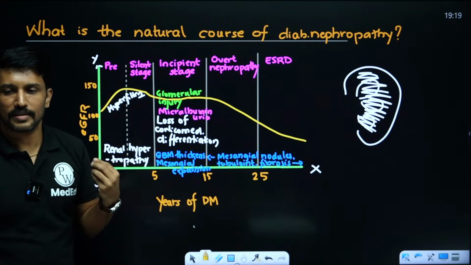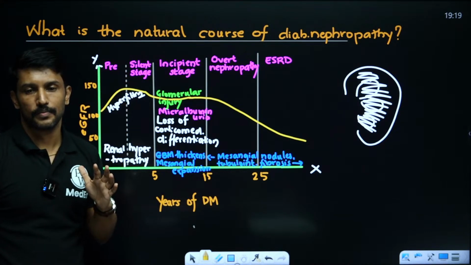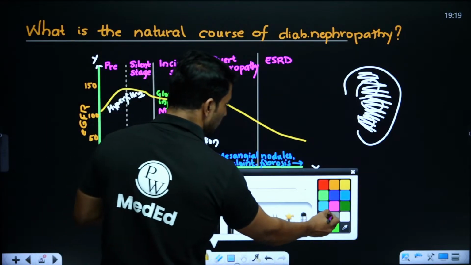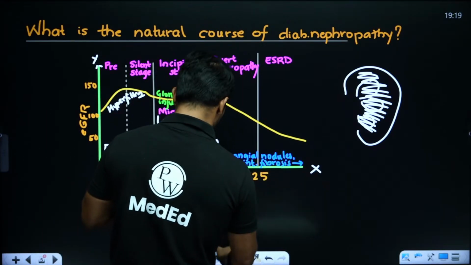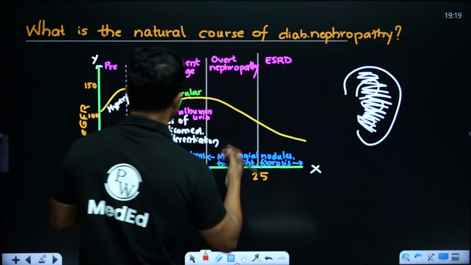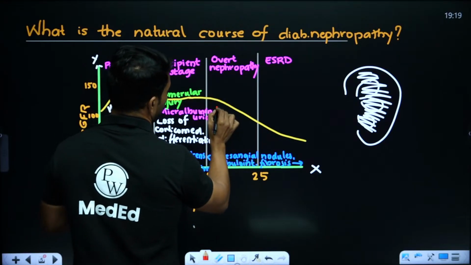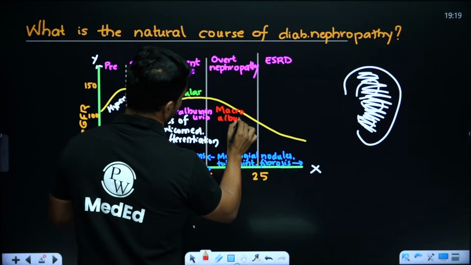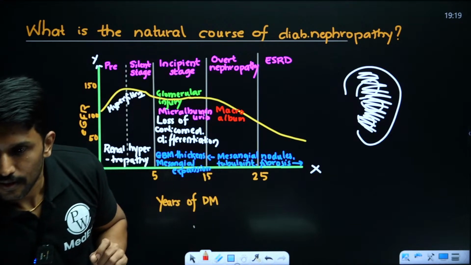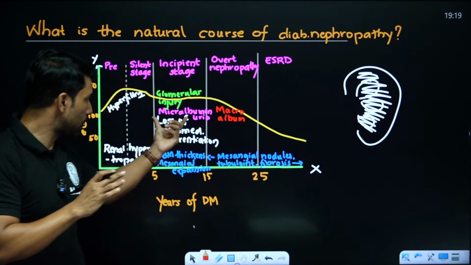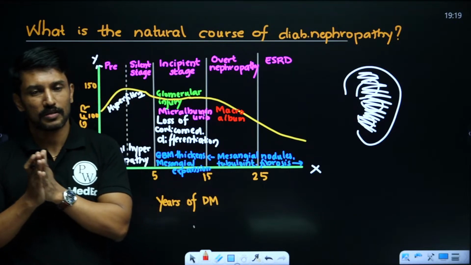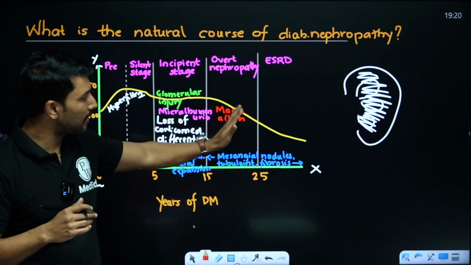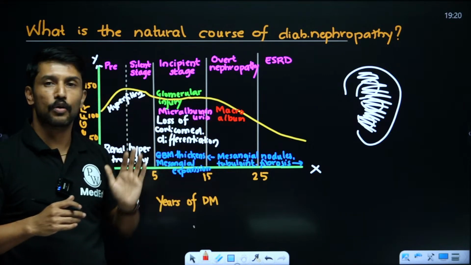So as a doctor, मुझे कैसे पता चलेगा कि overt nephropathy है? I will get to know it is overt nephropathy when this albuminuria, the amount of albumin I start losing, increases and I get into macroalbuminuria. Very good. So when I say micro, it is 30 to 300 milligrams per day. When the albumin lost per day is more than 300 milligrams, then we call it as macroalbuminuria.